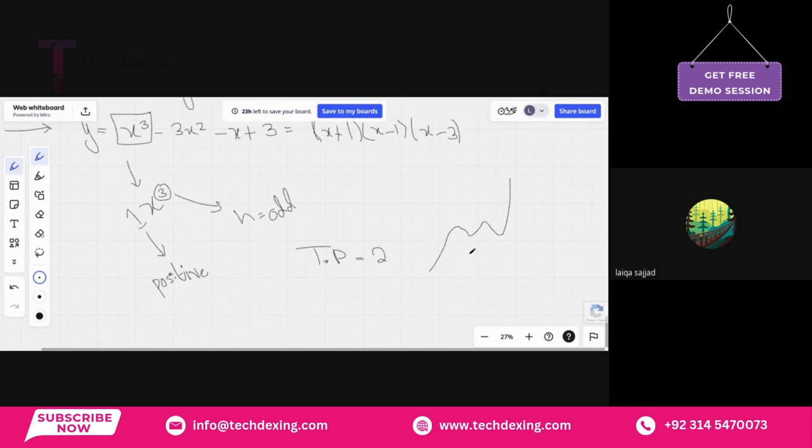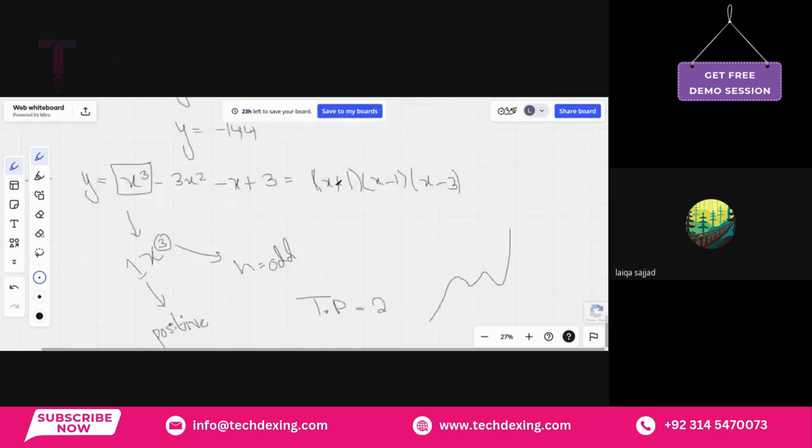Now we want to sketch it. We have converted it into this form and made the factors for this equation, and from here we can get the values for the x-intercepts. What are the values for the x-intercepts that we can get?